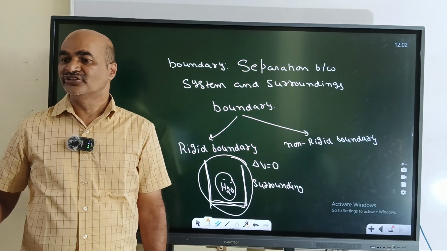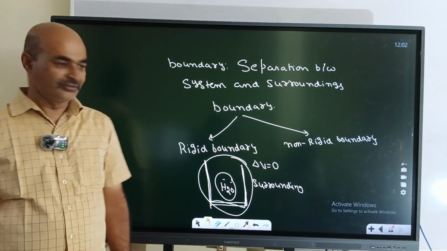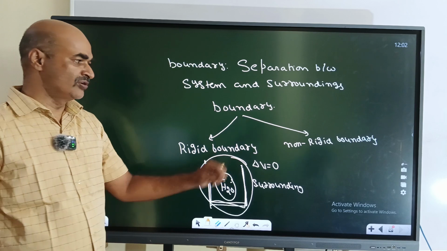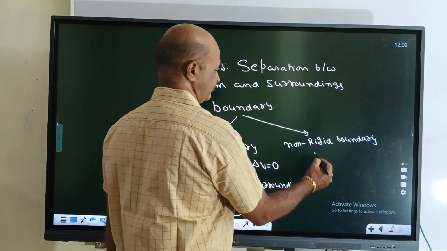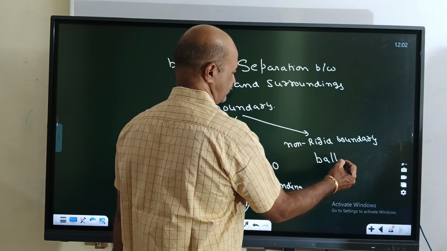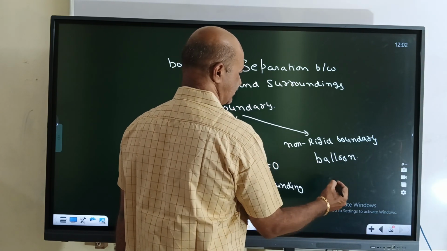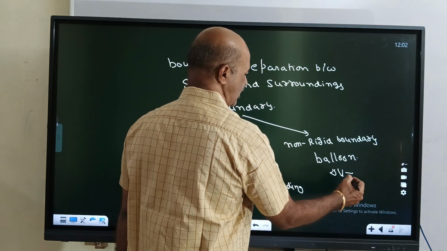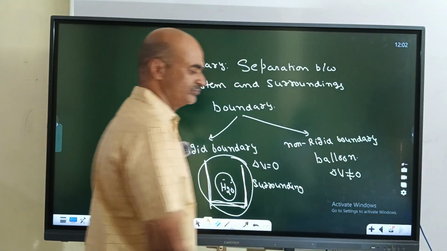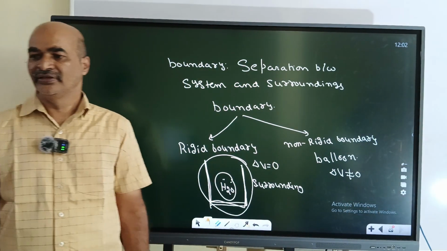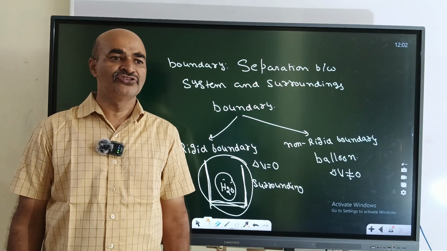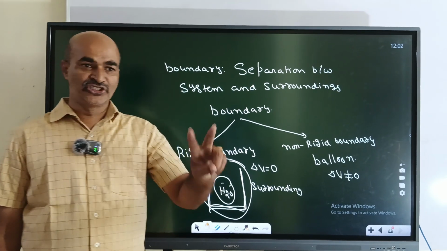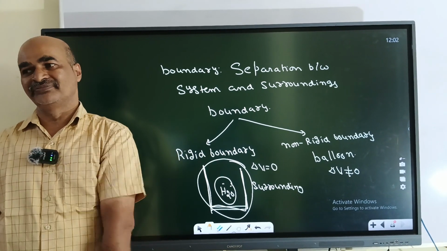Okay, non-rigid boundary. So, delta V is equal to 0. Non-rigid boundary, balloons. Non-rigid boundary, delta V is not equal to 0. Non-rigid boundary, balloon, delta V is not equal to 0.